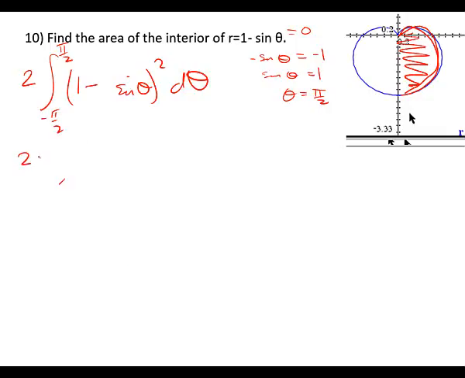So we've got 2. I want to FOIL this. Remember, this is where we have to use half angle and stuff. So we've got 1 minus 2 sine theta plus sine squared theta, d theta.